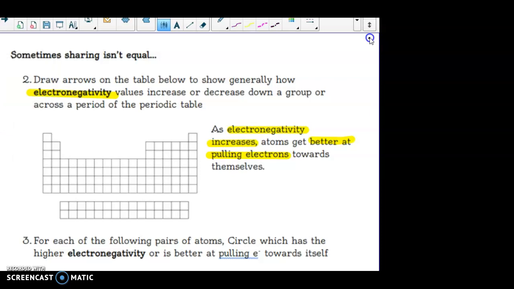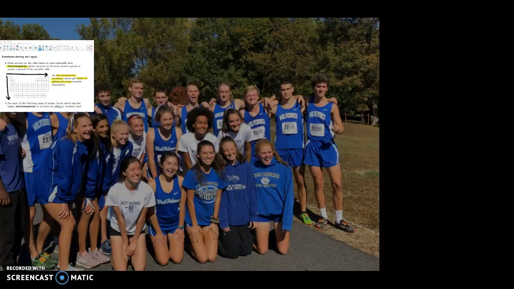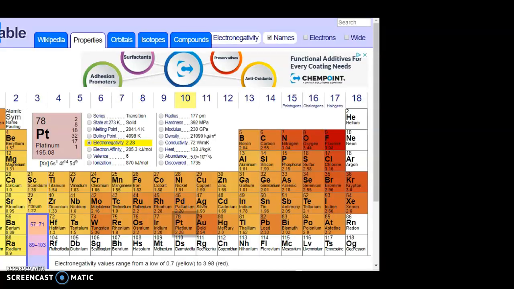So we're going to look at some trends. We've seen these before, but it's probably been a while. How things change going down the table and how things change as we go across. So, general trends in electronegativity. And I've got a web page pulled up here. Not that, that is the screencast thing. Here we go. All right.